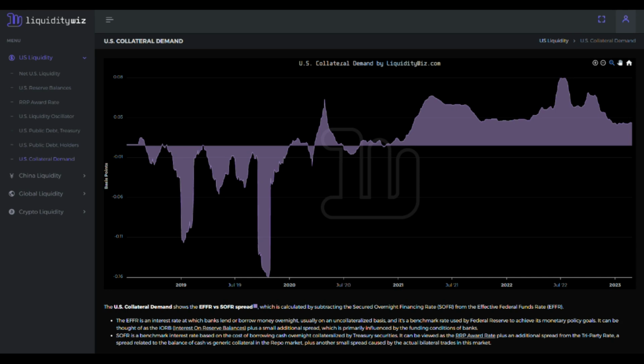Overall, monitoring this metric is a compelling way to gain insight into the well-being of the financial sector and the health of the treasury markets in the United States. So, keep an eye on it.